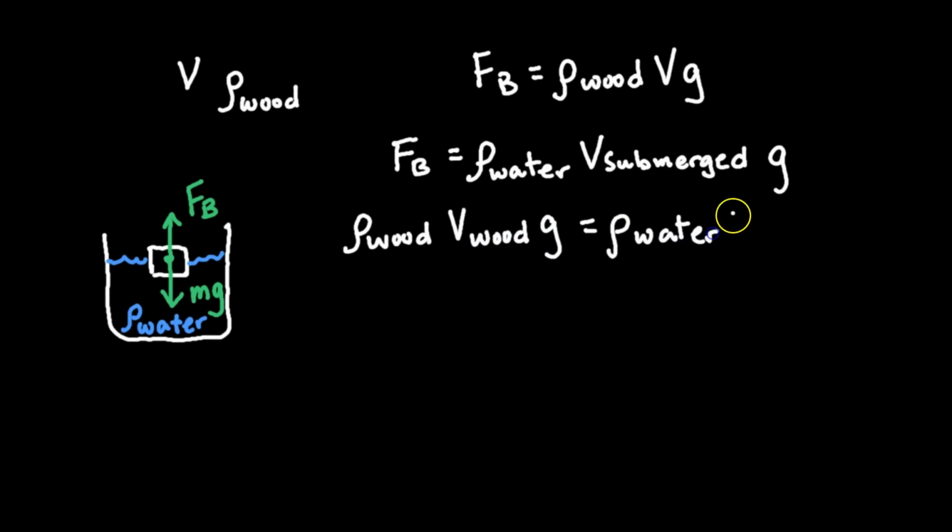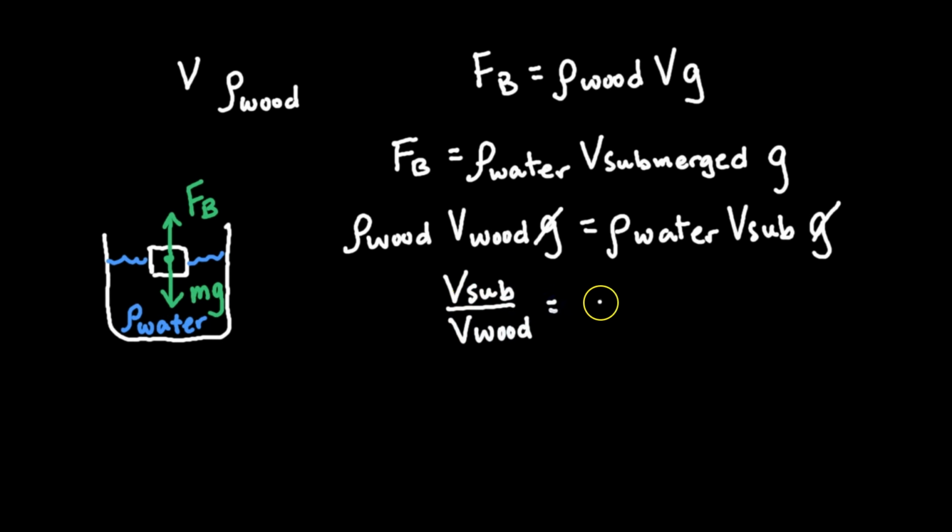We get the density of the wood times the volume of the wood times g is equal to the density of water times the volume of the wood that's submerged times g. Notice that the g's cancel out, and dividing the volume of the wood on both sides, we get that the volume of the wood that is submerged divided by the volume of the wood is equal to the density of the wood divided by the density of the water.